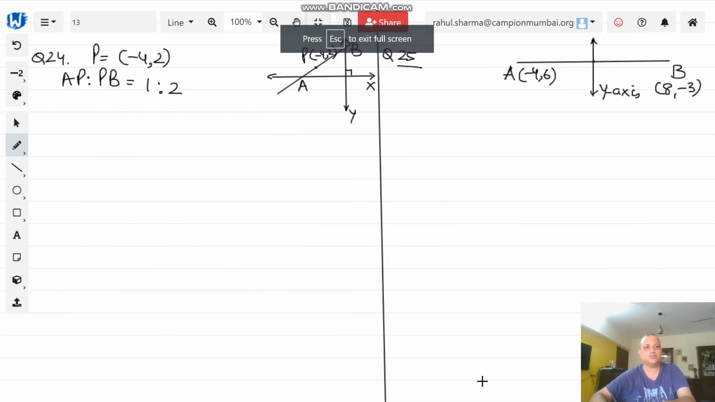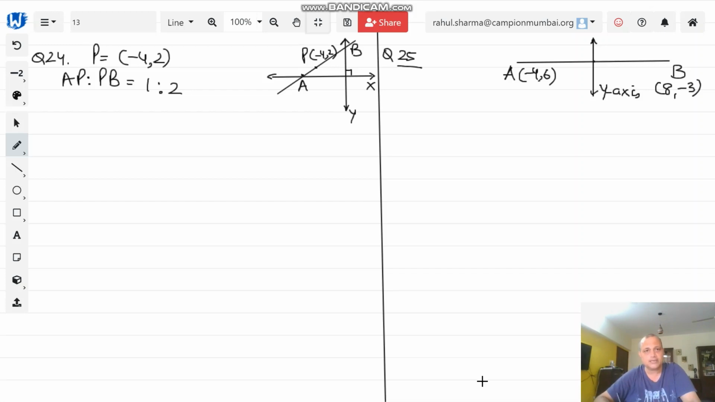This brings me to the last two questions of this exercise. Let's look at this question. These are board questions, both of them came in the board. So in the given figure, APB meets the x-axis at A and y-axis at B. P is the point negative 4, 2, and it gives a ratio of 1:2. So AP is to PB is given as 1:2.